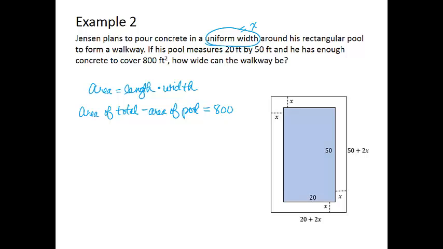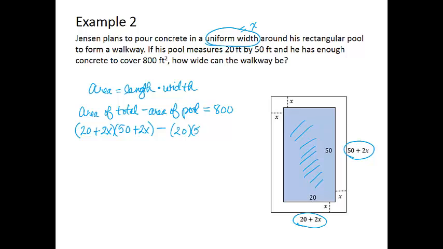So the total combined length and width of the pool and concrete path would be calculated as 20 plus 2x times 50 plus 2x. And now we're going to subtract off the area of the pool, which is just 20 times 50, and set that equal to 800.